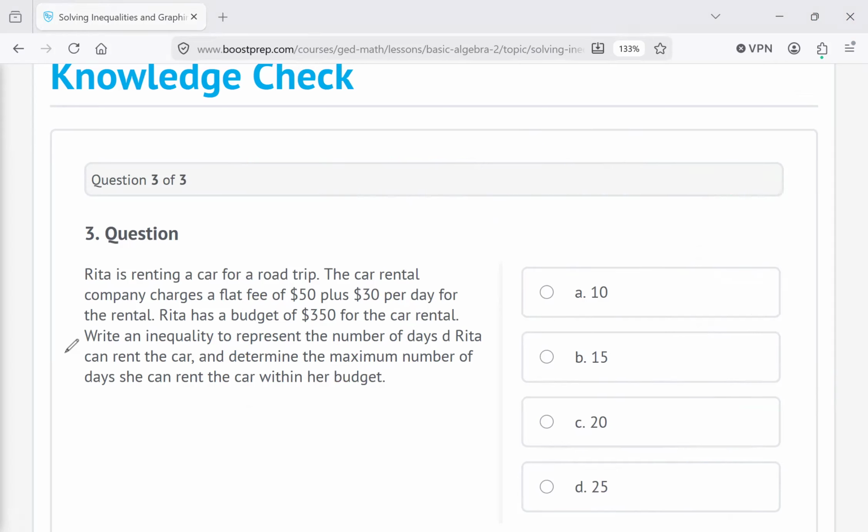Okay, question 3 says Rita is renting a car for a road trip. The car rental company charges a flat fee of $50 plus $30 per day for the rental. Rita has a budget of $350 for the car rental. Write an inequality to represent the number of days Rita can rent the car and determine the maximum number of days she can rent the car within her budget. Okay, so we are dealing with inequalities and we actually are dealing with linear equations, believe it or not.